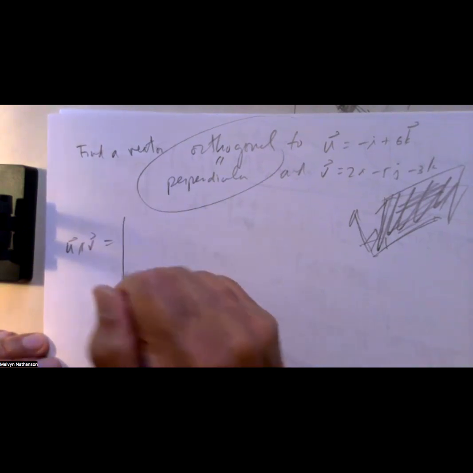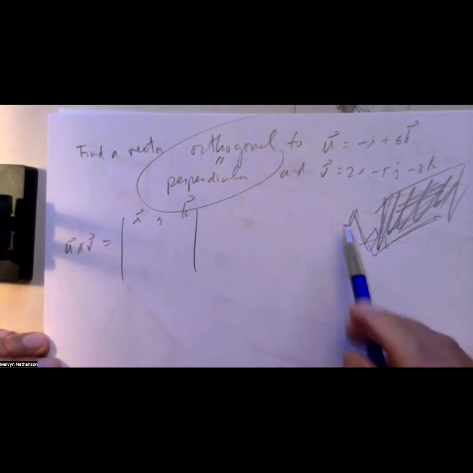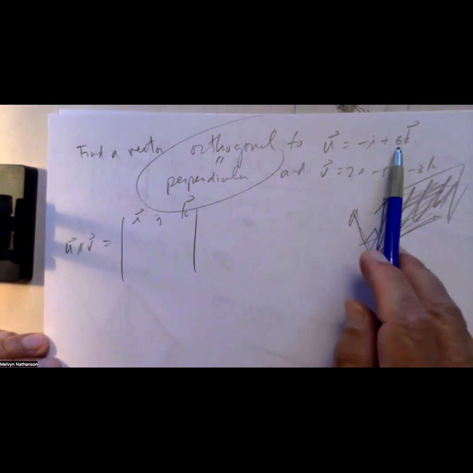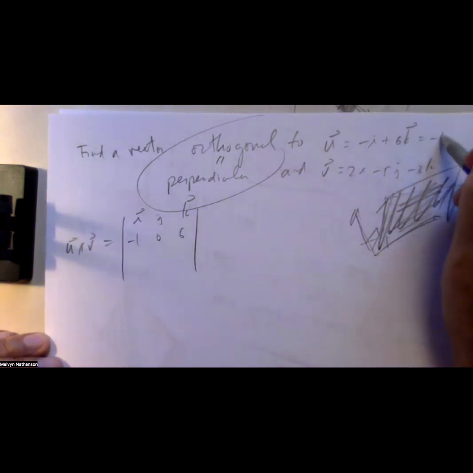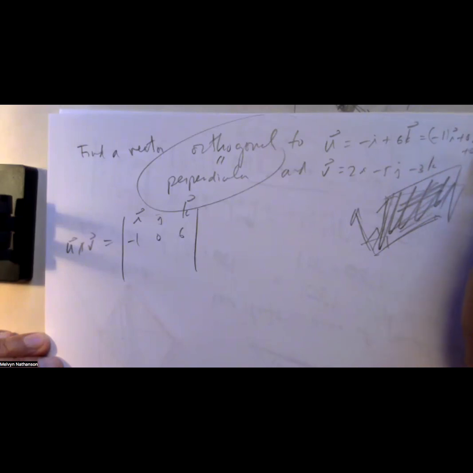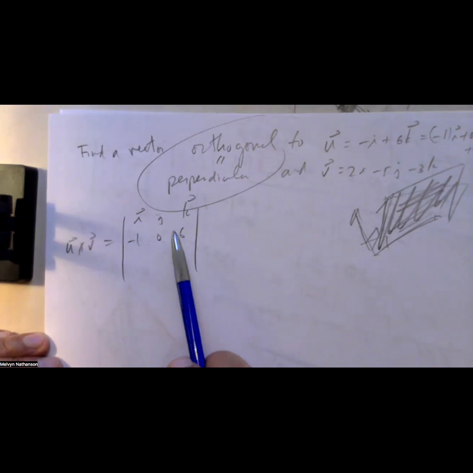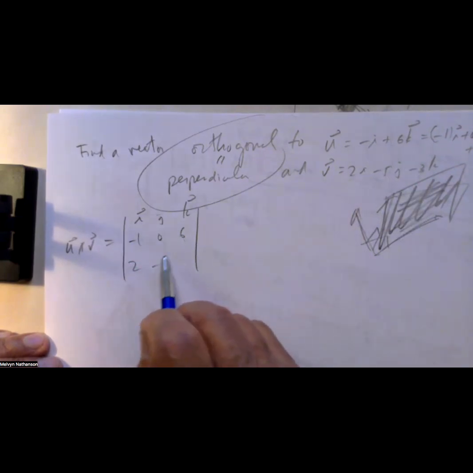So if I write this as my 3 by 3 determinant, i, j, k, the coordinates of u are minus 1, 0, 6, right? This is the same as minus 1 times i, 0 times j, 6 times k. So the coordinates of u are minus 1, 0, 6. Coordinates of v are 2, minus 5, minus 3.